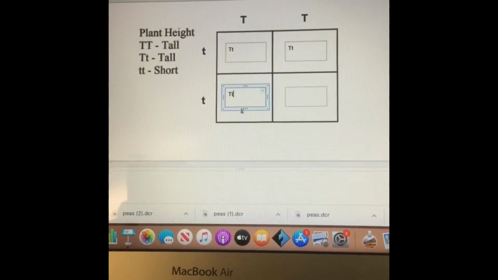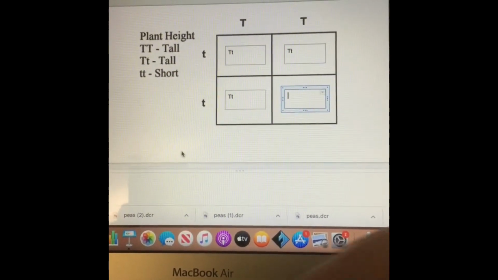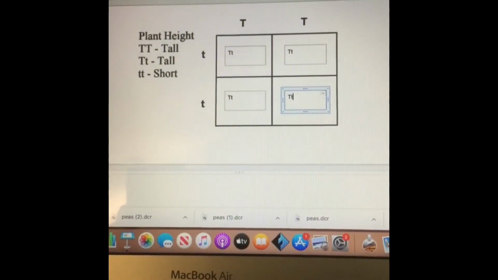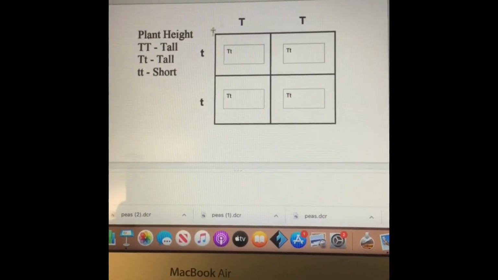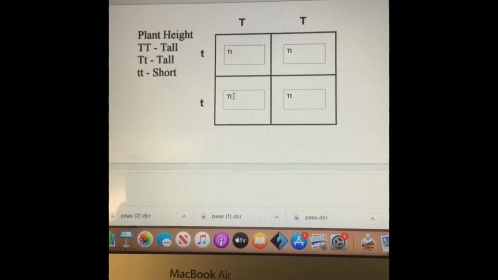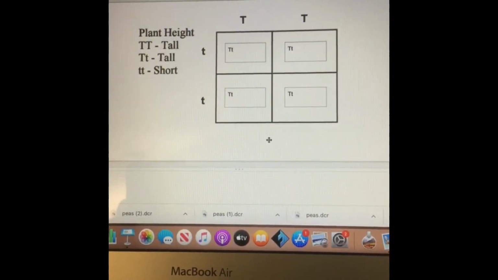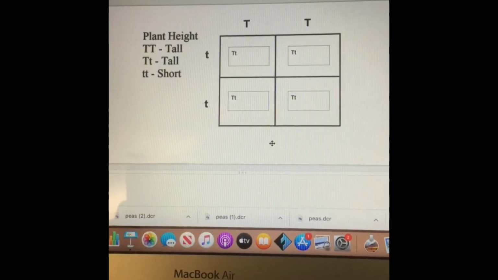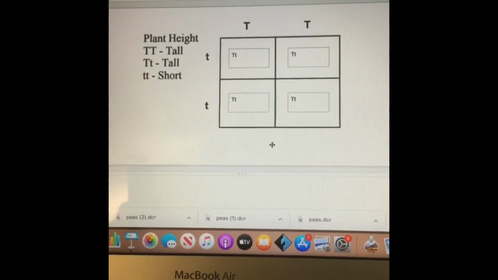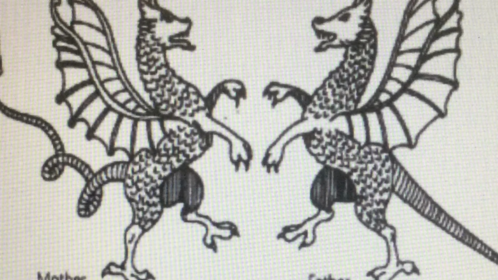We would get another heterozygous offspring, which would still be tall, and here we would also get a heterozygous. So in this example, we have a tall parent and a short parent, but look at the possibilities of the offspring. There is no possibility for a short plant offspring in this example. So let's get started with some specific examples.